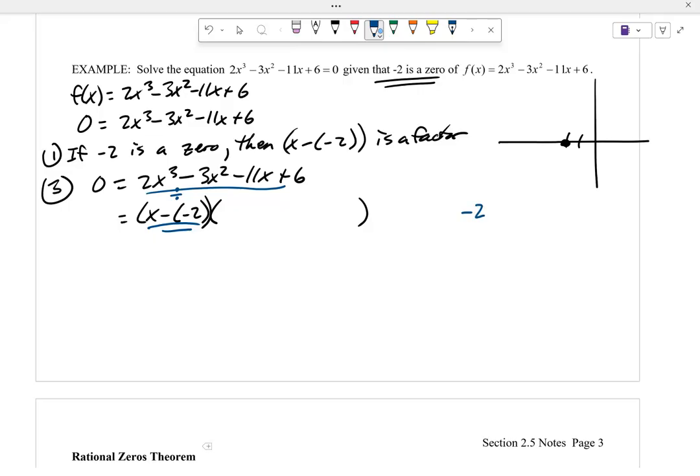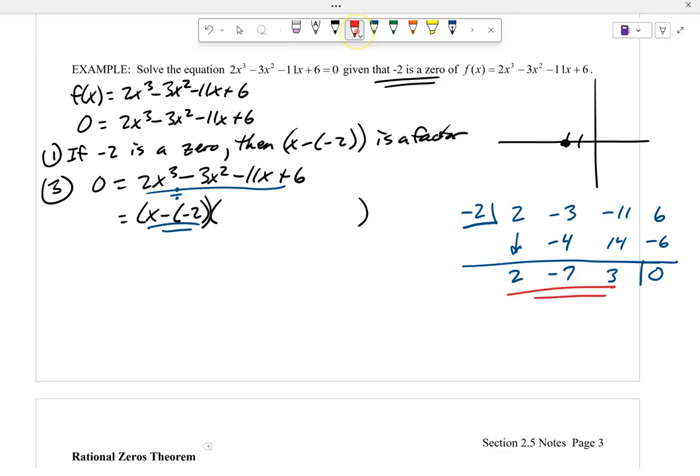So -2 goes in the box. My coefficients are 2, -3, -11, and 6. Now, they already told us that this is a 0, so I know it's a clean factor, so I better have a remainder of 0 when I do the division. So I'm going to drop that 2 straight down. I'm going to multiply it. 2 times -2 is -4, -3 minus 4 is -7, -2 times -7 is 14, -11 plus 14 is 3. 3 times -2 is -6, 6 minus 6 is 0. Sure enough, it is a clean factor.